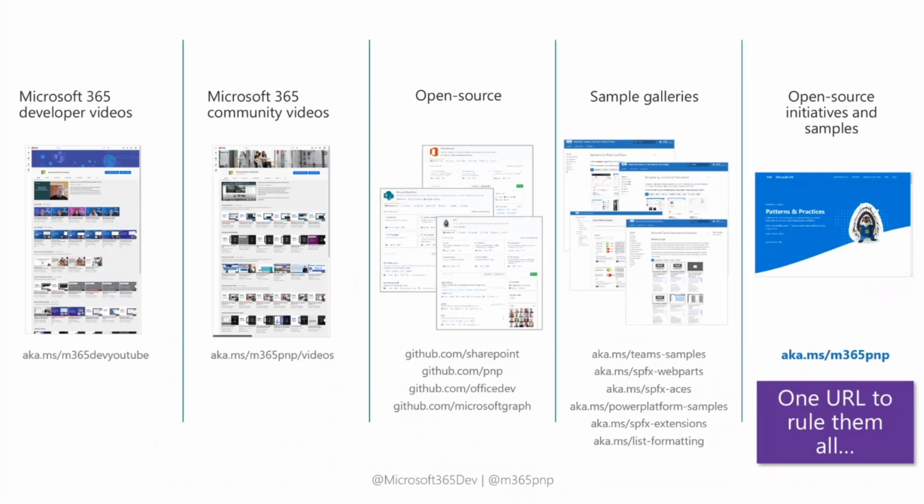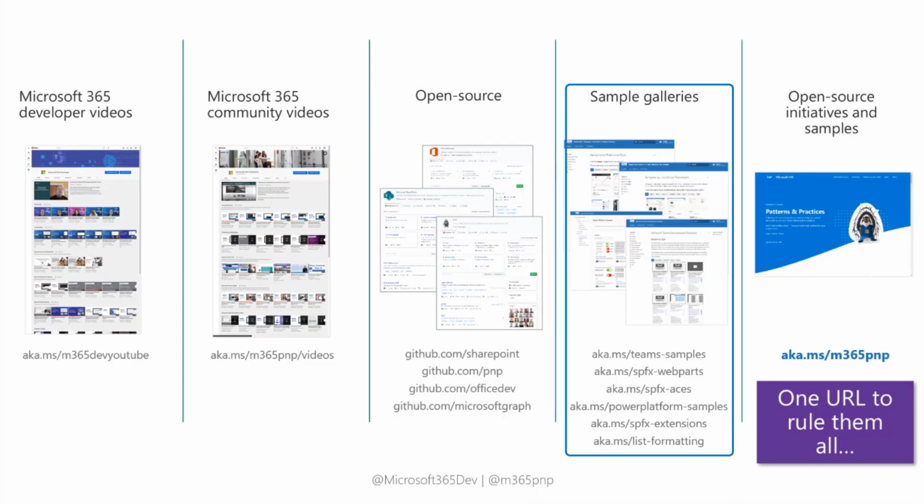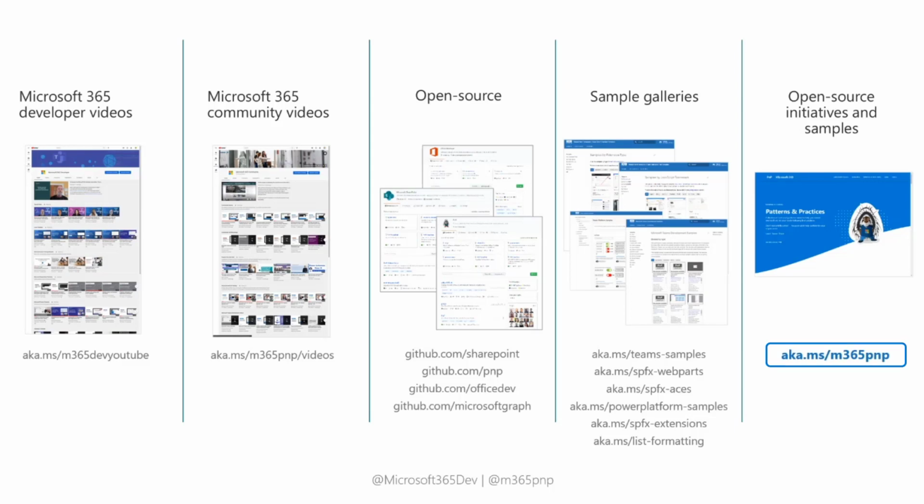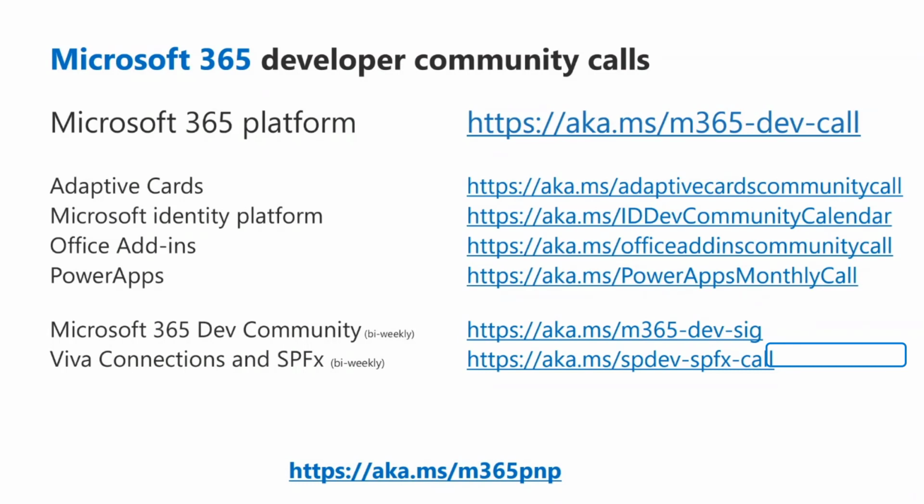So if you miss one or just want to catch up on something you heard previously, please do check those out. As well, we've got tons of great open source repositories, all of which are interested in your participation and feedback. So participate in as many or as few of those as you have time and interest to do, but you are welcome across all of them for SharePoint, PnP, Office Dev, and Microsoft Graph. As well, tons and tons of great samples to help you get your project started or see how other folks have solved similar problems. Team samples, SPFx web parts, SPFx ACEs, Power Platform samples, SPFx extensions, and list formatting. Again, aka.ms/m365pnp to get all those samples.